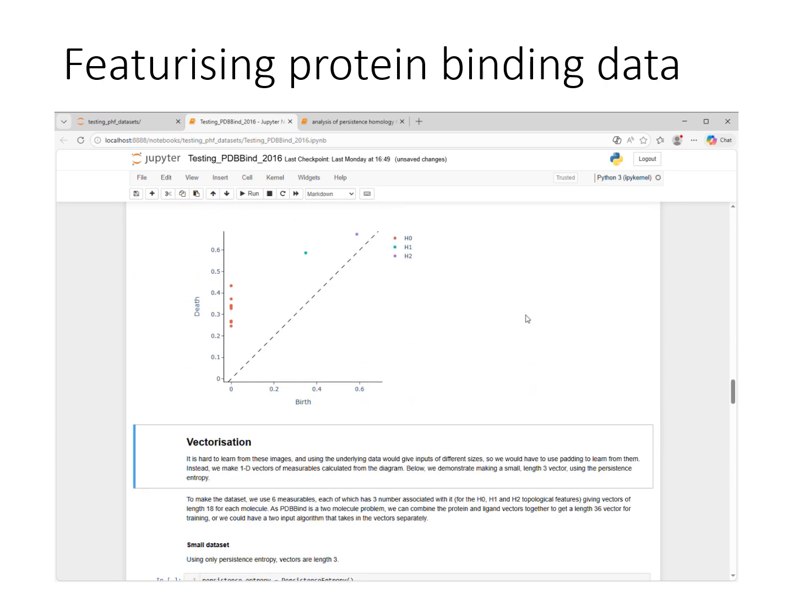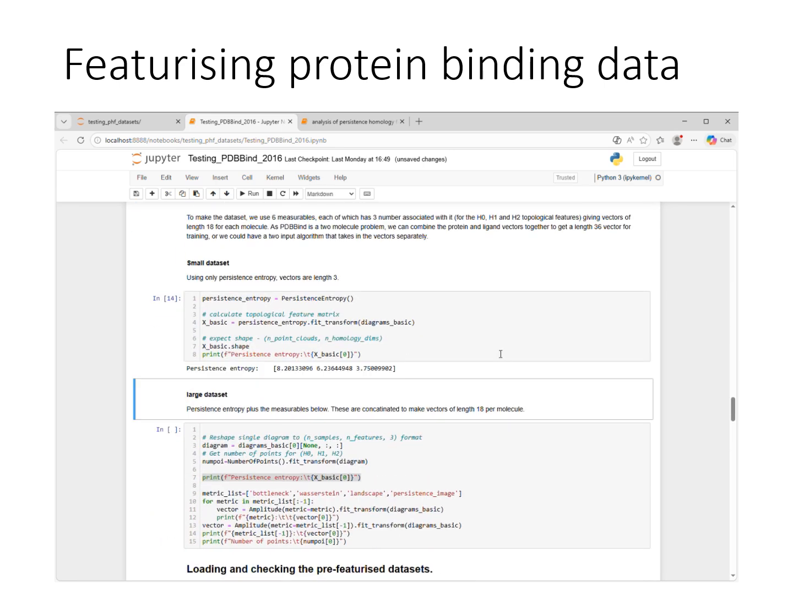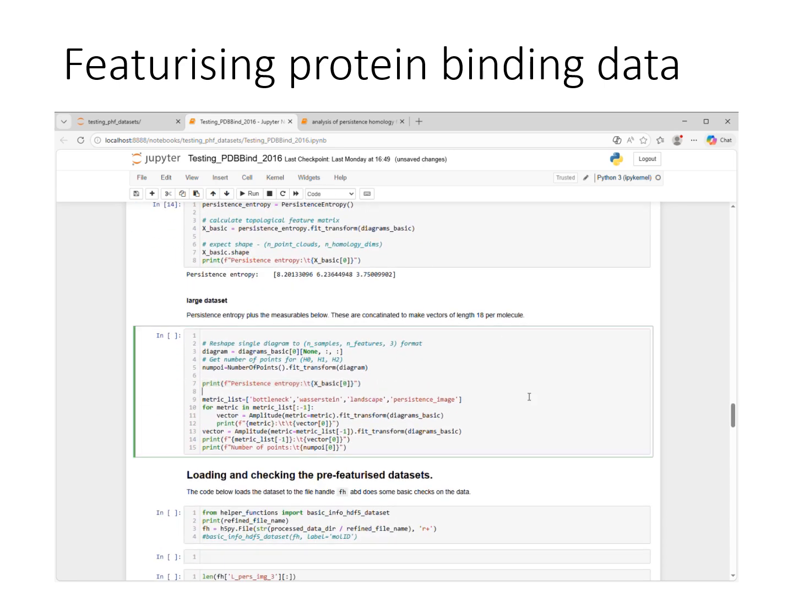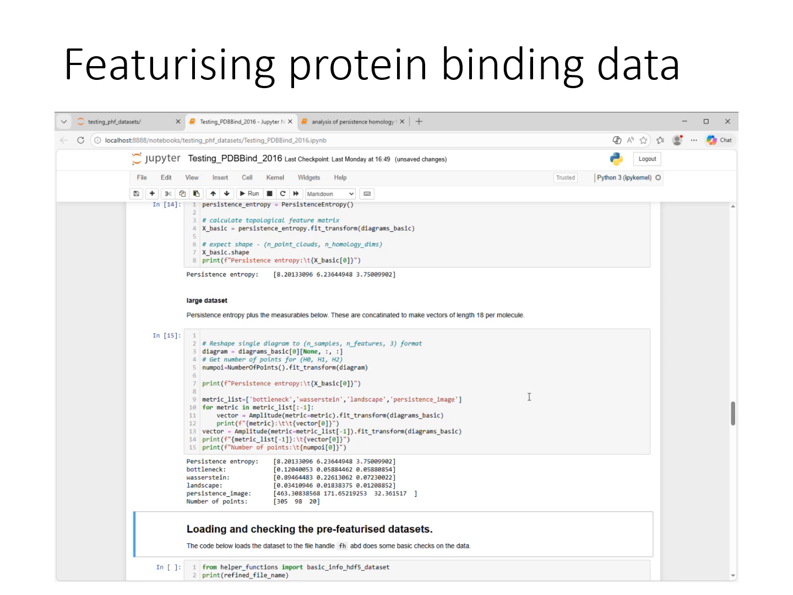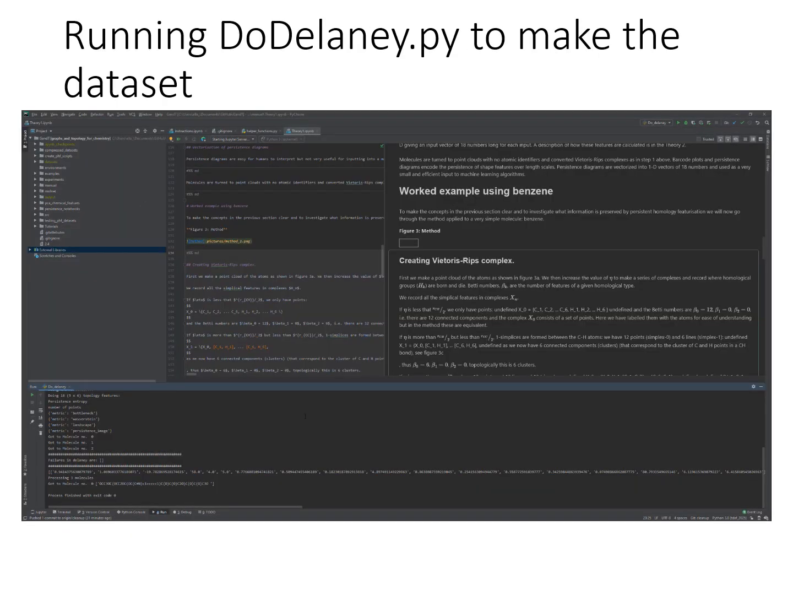But we don't actually train from these data. Instead, we convert it to a vector so that we can use a one-dimensional input and thus one-dimensional neural networks, for example, feed-forward neural networks, which are some of the simplest ones that you can get. And we calculate these things such as persistent entropy, and the details of those are given in the manual.